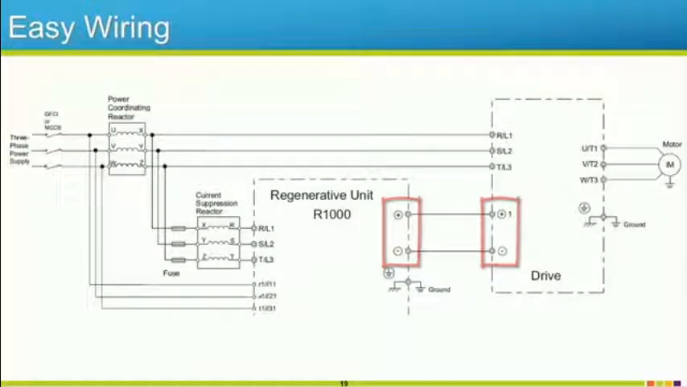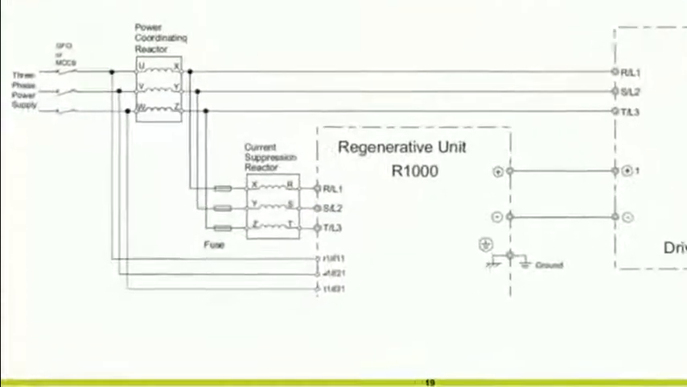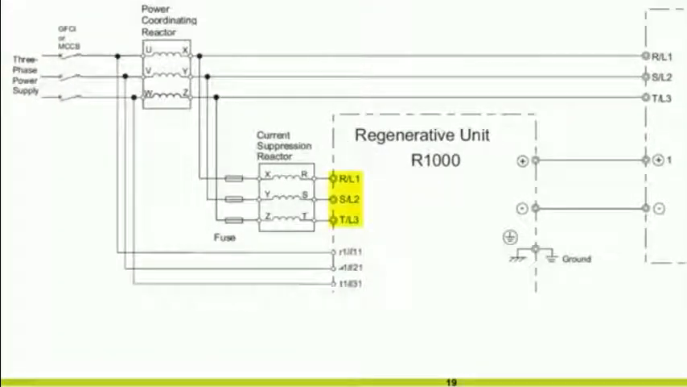For the AC side, notice that there are two sets of 3 input terminals, whereas with a standard drive, commonly you only see one set. The capital RST terminals are the power supply inputs. These terminals power the R1000. Now, despite them being called inputs, they are also outputs. This is because this is where the regenerative power goes back onto the line. To clean up the regenerative power, in line with that is a current suppression reactor and also some fuses for protection. The power coordinating reactor is wired before the fuses.